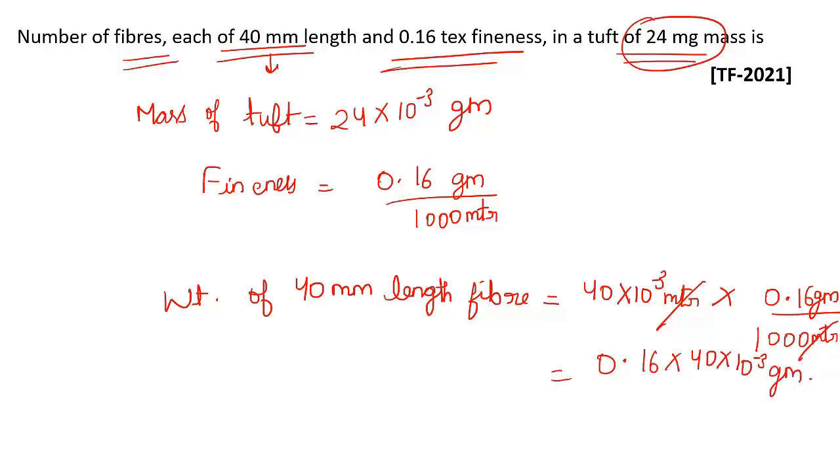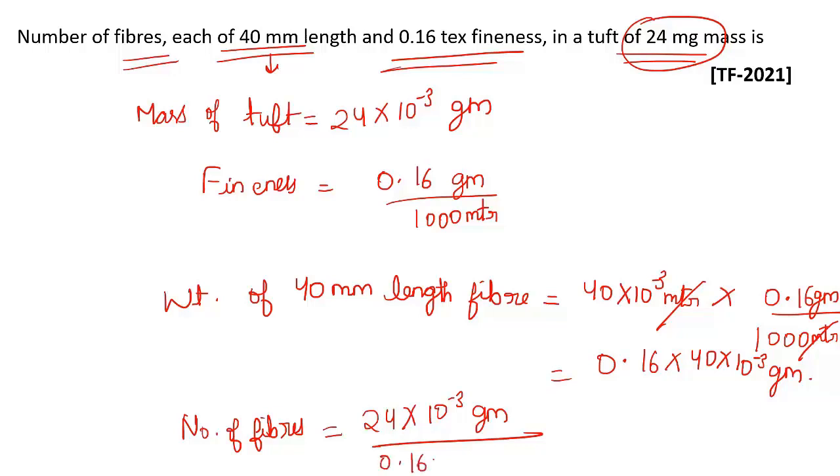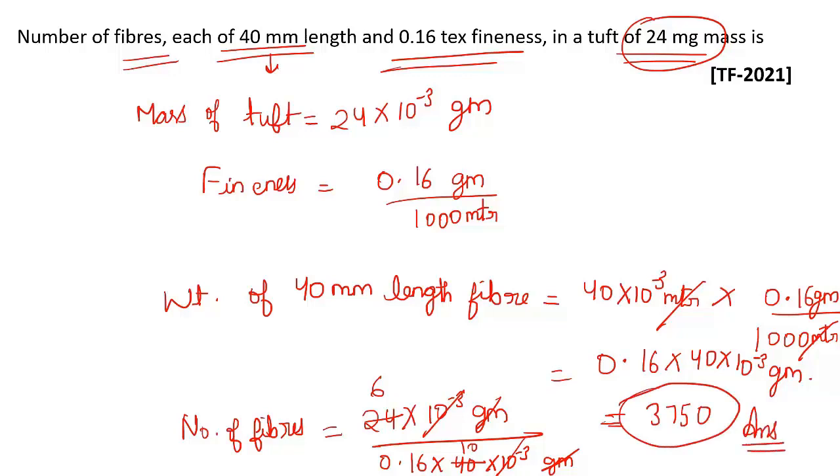So how will you calculate the number of fibers? Number of fibers means mass of tuft upon weight of 40 mm length fiber. Mass of tuft is 24 into 10 to the power minus 3 grams. Since number of fibers is asked, there will be no units because it is a number, and this is divided by 0.16 into 40 into 10 to the power minus 3 grams. So gram to gram got cancelled, and the powers of 10 also get cancelled. When you solve, it comes out to be 3750. These are the number of fibers present in this mass and particular fineness. I think it must be clear to you.